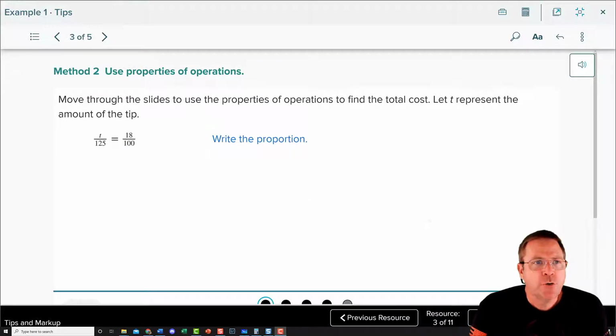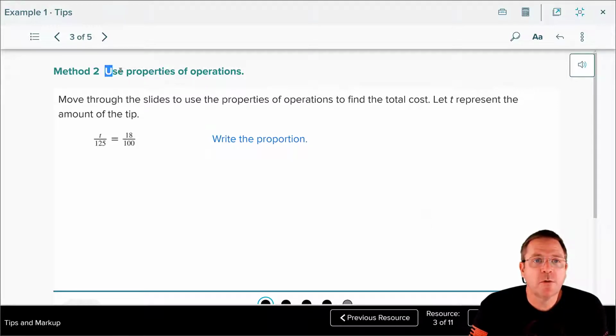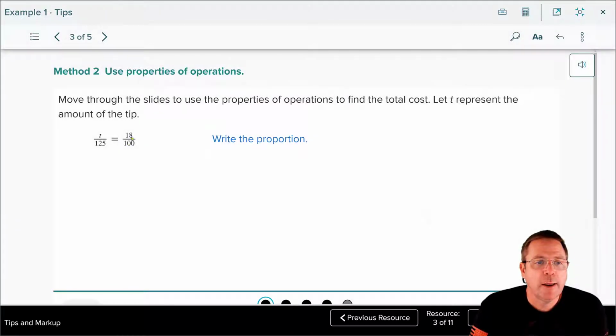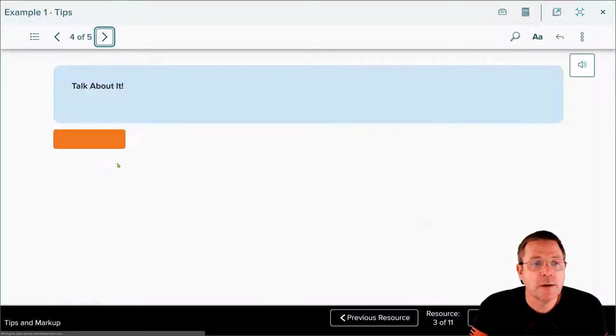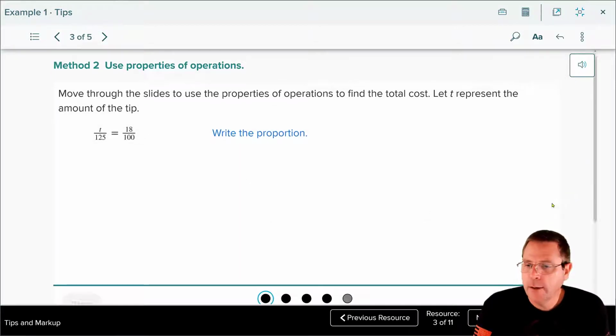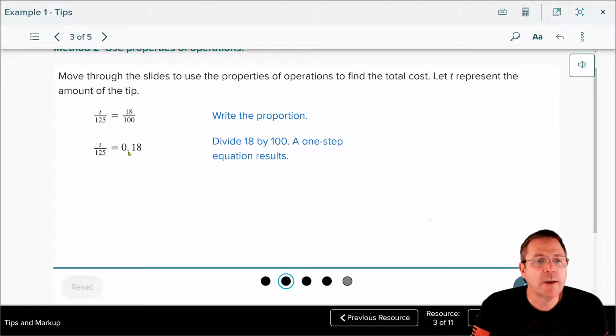Now for method 2, the textbook started off the same way, right, in a proportion, but this time they're going to use the properties of operations to do it. That means they're going to take right here and divide 18 by 100, and of course you could read that and know what it says. 18 hundredths is going to end up becoming 0.18, 18 hundredths written as a decimal.